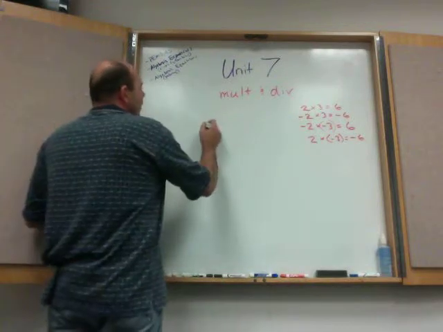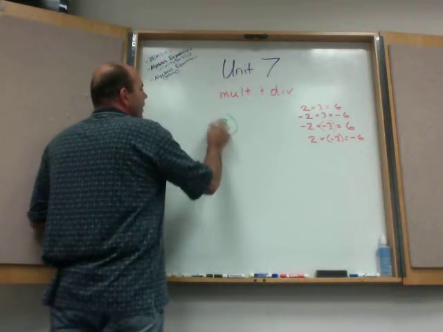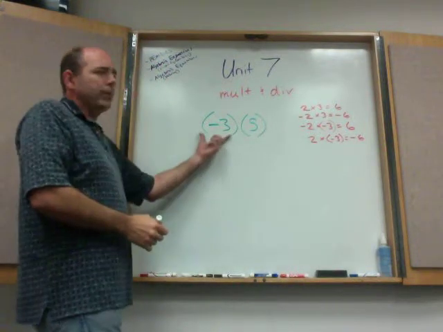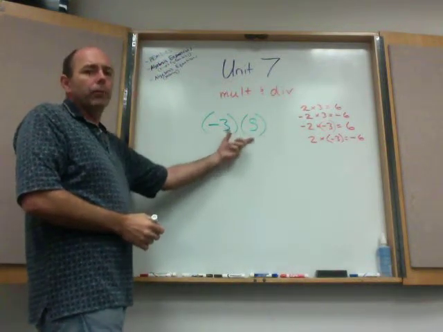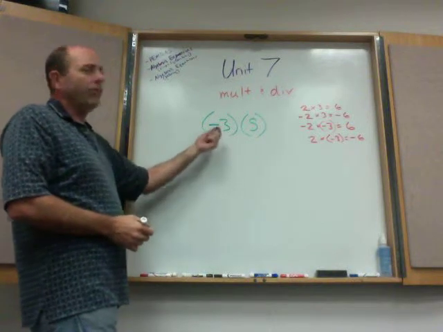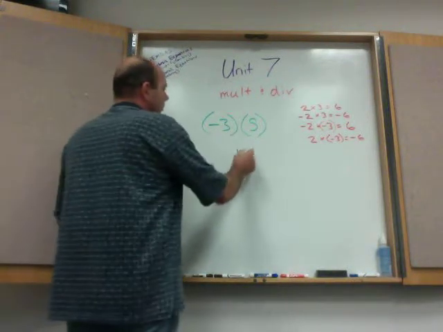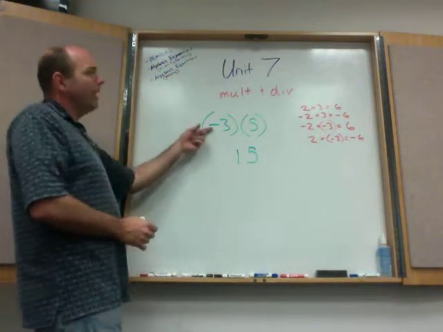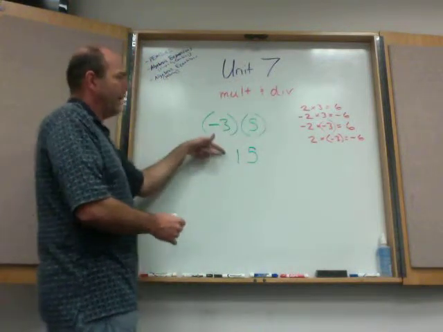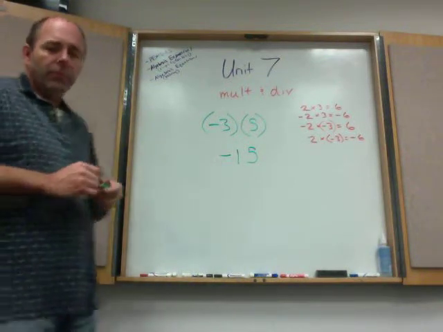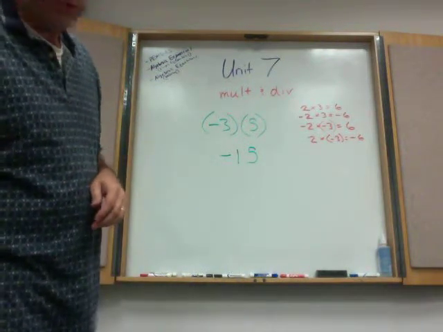If I have negative 3 times 5, and remember this is just another way to write a multiplication problem. So negative 3 times 5, I'm first just going to say, what's 3 times 5? 15. One negative sign. One negative sign means my answer is negative. That becomes negative 15.